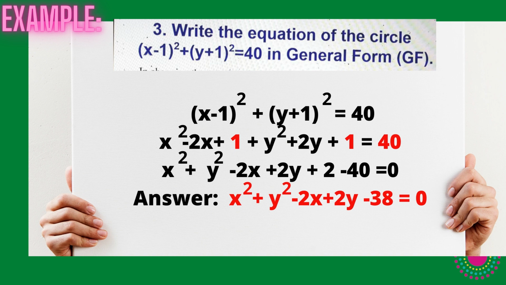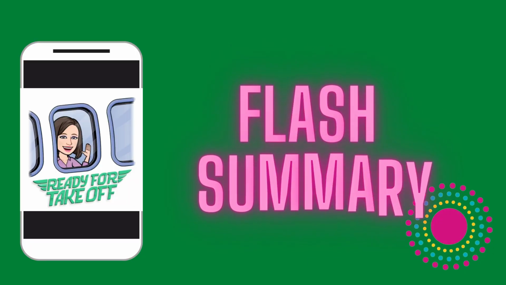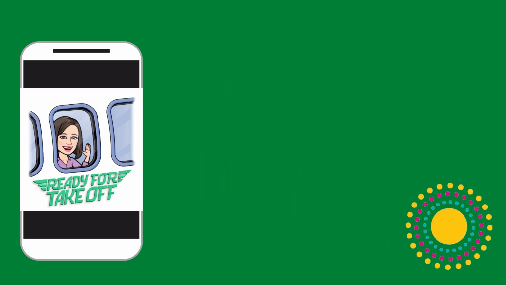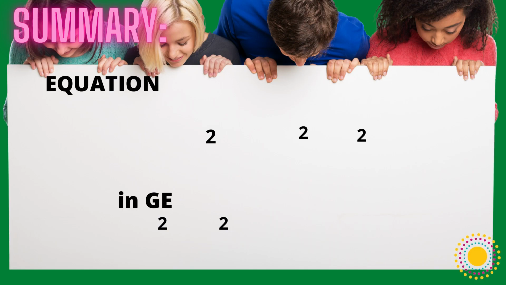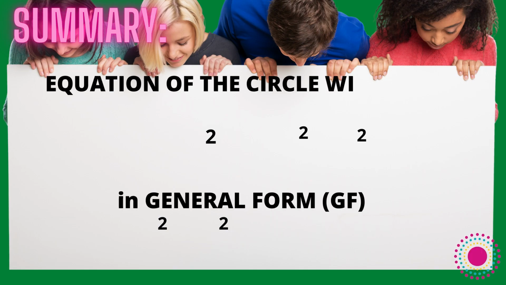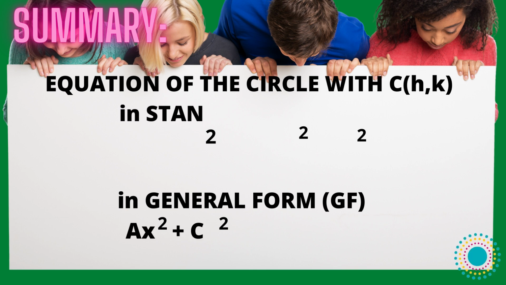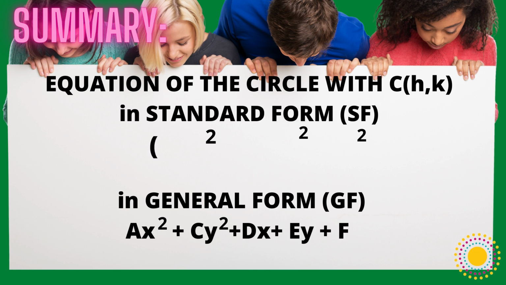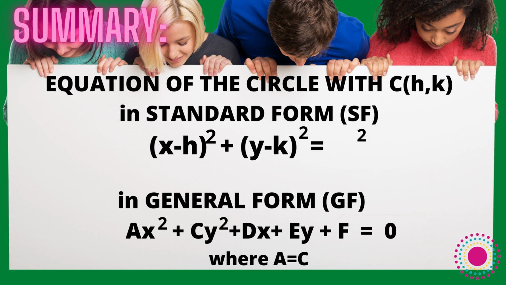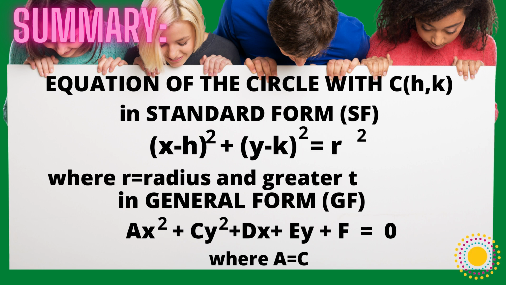Okay, that's it. Let's now move on to the flash summary. In summary, we have two equations of the circle, one in standard form and the other one in general form. The equation of the circle with center at (h, k) in standard form is given by (x - h)² + (y - k)² = r². In the equation, r equals the radius and is greater than 0.